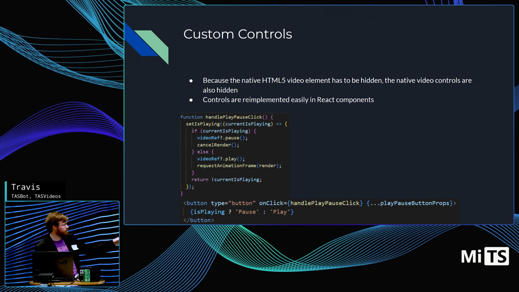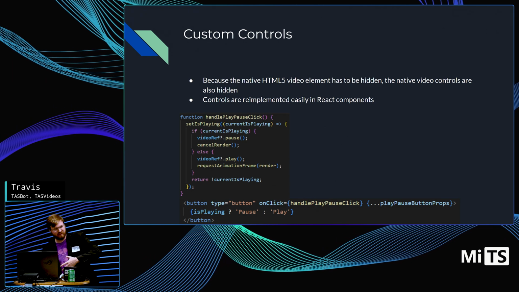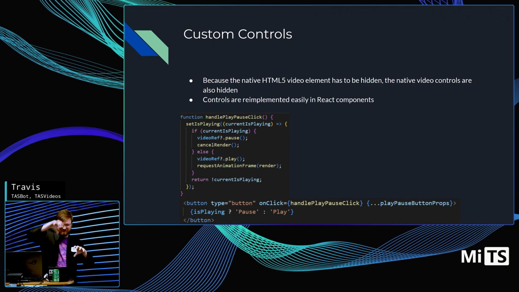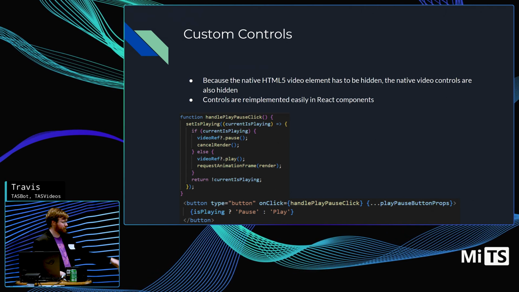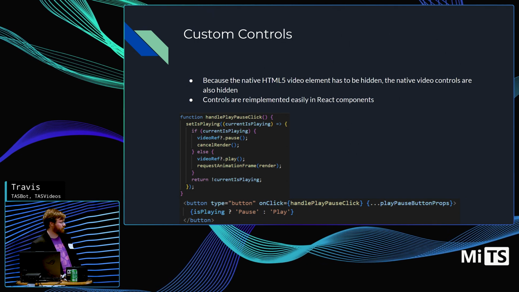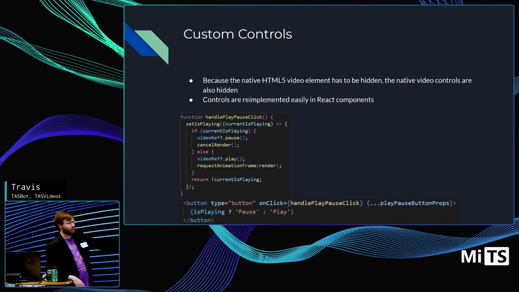And like I said, because we were on a WebGL canvas instead of the video, we have to hide the original video so we don't have two videos playing at once. We have to write all custom controls. So you have things like a React button that has a little handle, play, pause, click, and then it does request animation frame or cancel render loop.